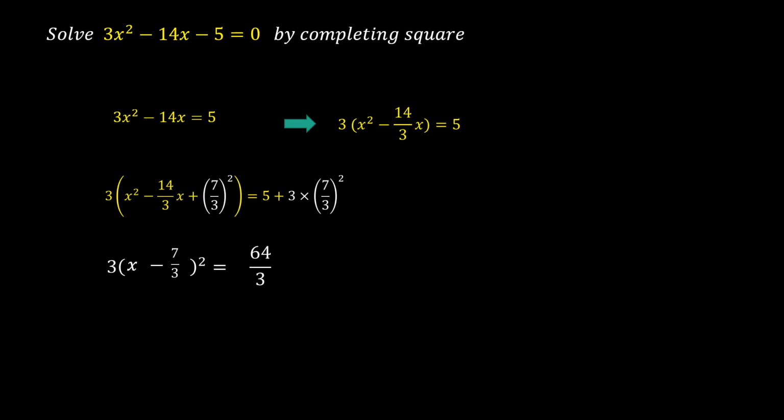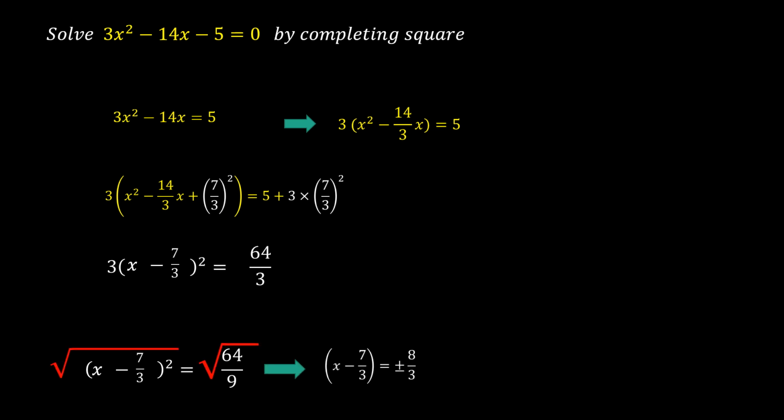Now I will move the 3 from the left side by dividing both sides by 3. After dividing, it will be (x - 7 over 3)² = 64 over 9. Now take the square root of both sides, which means that x - 7 over 3 equals plus or minus 8 over 3. Don't forget the plus minus. So move the 7 over 3 to the other side. I have x = 7 over 3 plus or minus 8 over 3, meaning there are two answers for x: x = 5 or x = negative 1/3. This is the answer and these are the roots of this quadratic equation.